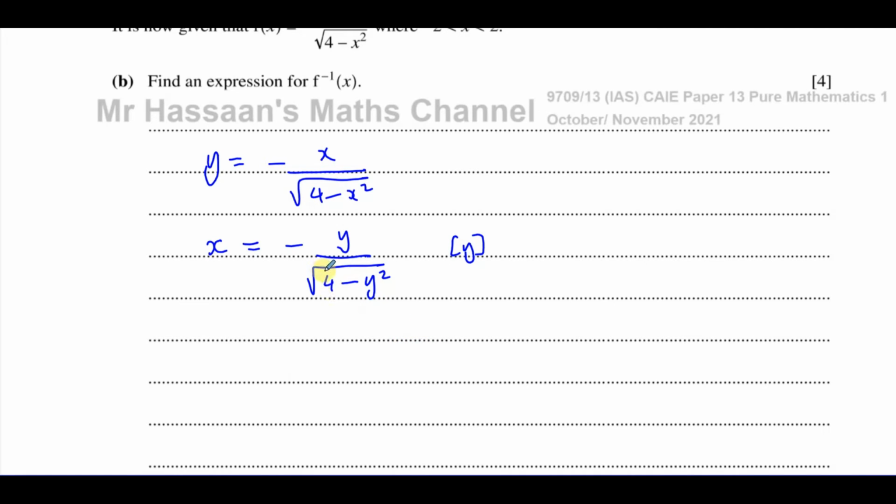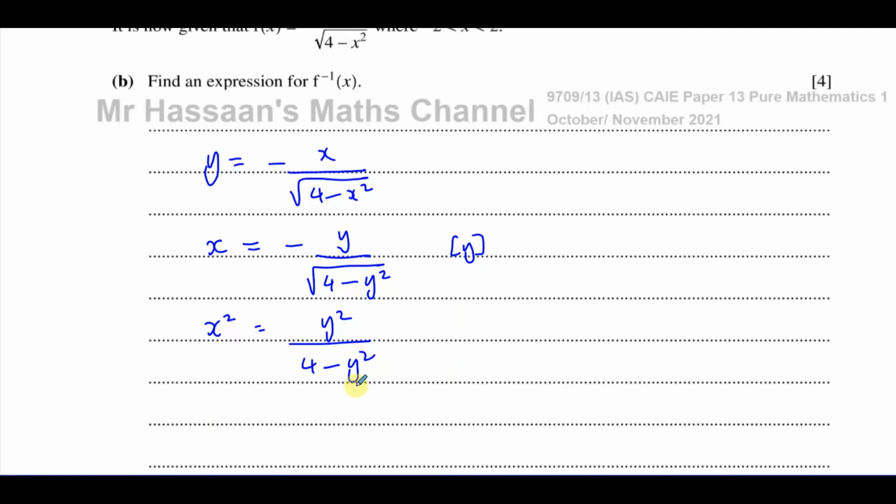So first thing I would do is square both sides of the equation to get rid of the square root, in which case I'll get x squared is equal to, now the negative y is going to become positive y, so y squared over 4 minus y squared. The square root sign will be eliminated here when you square both sides.